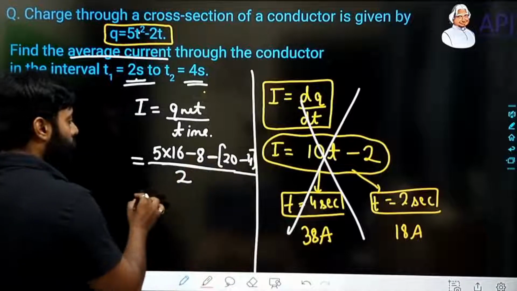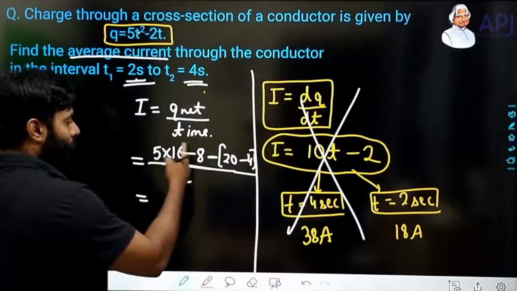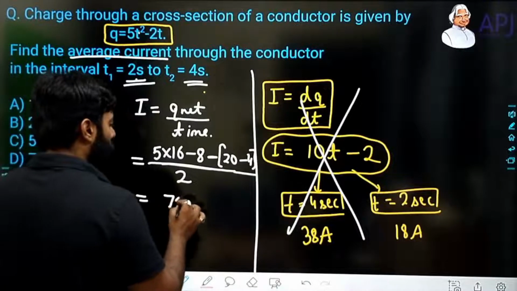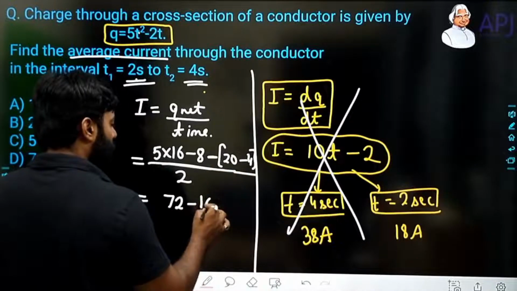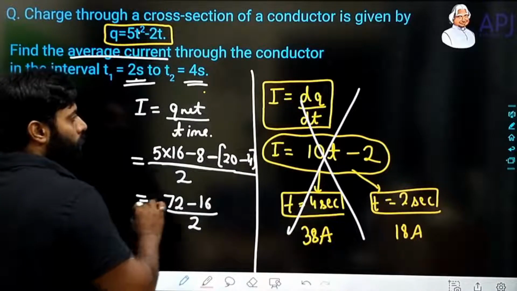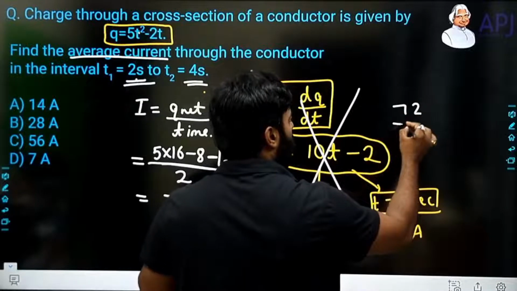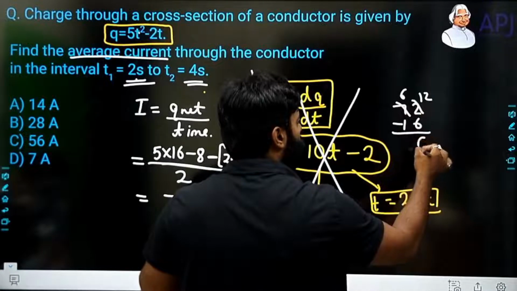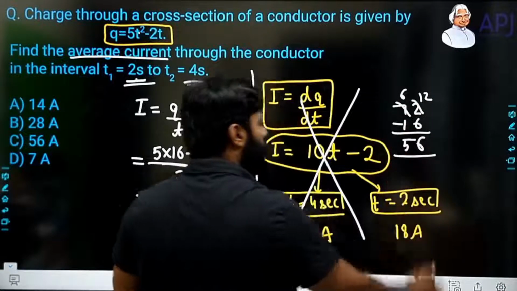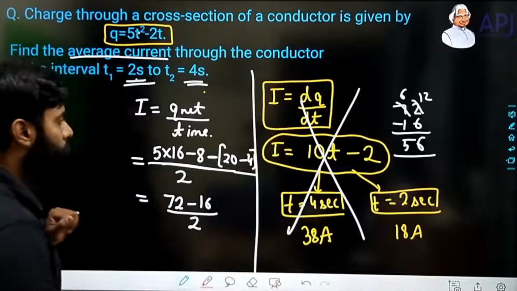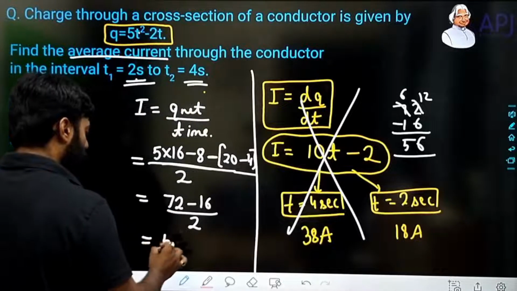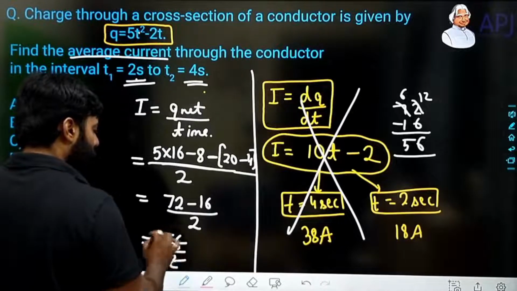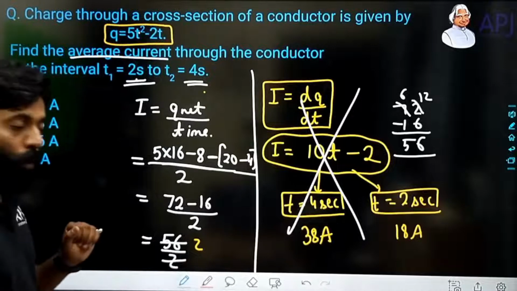So this is what you will get. 16 fives are 80. 80 minus 8, we will be getting 72. Then 72 minus 16, divided by 2. So 72 minus 16 is 56, right? So 56 divided by 2. If you cut this, 2 fours are 8, you will be getting 28.